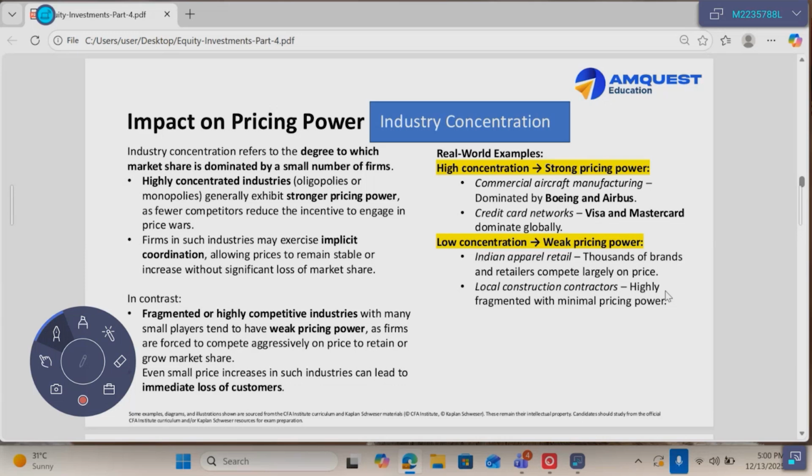In contrast, fragmented or highly competitive industries with many small players tend to have weak pricing power because you are bidding against another company. If they are reducing the prices, we will also have to reduce the prices. The best recent example I can give you is Bisleri, because Campa Cola has come up with refined packaged water. They are selling it at 15 rupees per liter. So Bisleri and Aquafina also had to cut down their prices. They were selling it at 80.